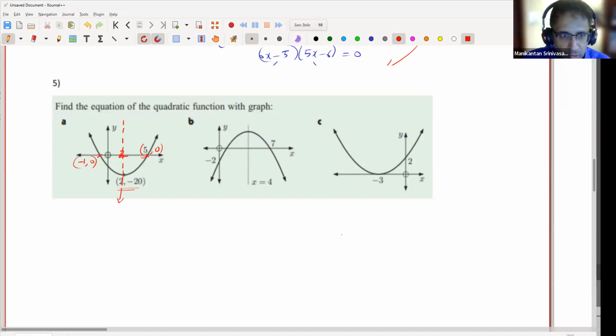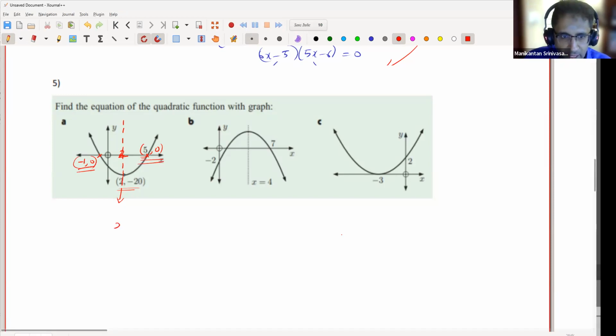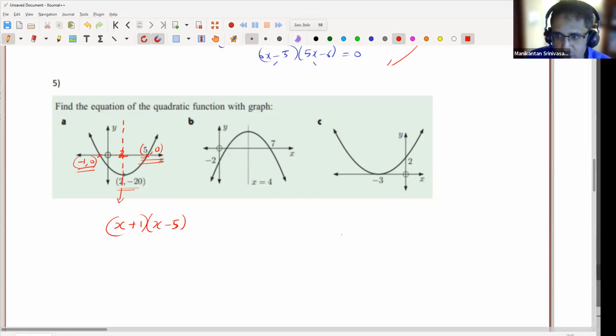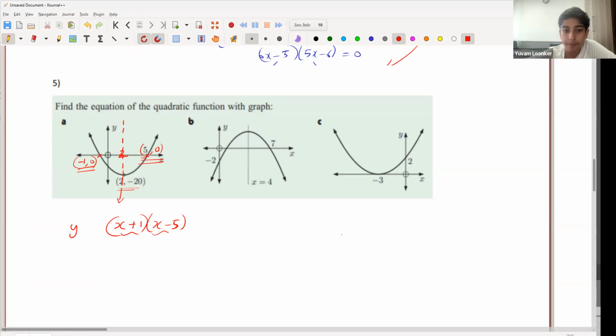And now that we know it's passing through minus 1 and plus 5, the equation of the parabola should be something like x plus 1 times x minus 5, so that minus 1 and plus 5 are roots of this. Do you understand why x plus 1 and x minus 5 have to be there, so that minus 1 and 5 can become roots? Are you able to roughly follow along, Yuvam? Yeah. Okay, so this is of the form y equals this.